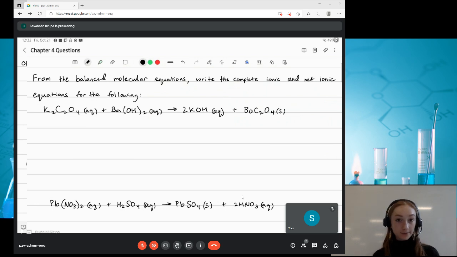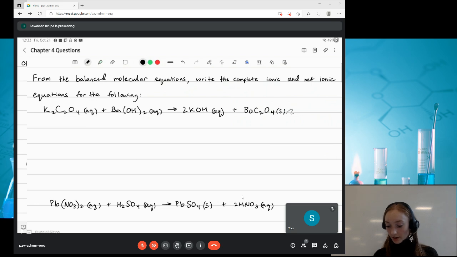So let's break this down as much as we can. For the complete ionic equation, we are going to simplify any compound that says it's aqueous. If it's aqueous, it means its ions are able to be separated from other ions. The ions themselves will just be floating around because it's in an aqueous state.